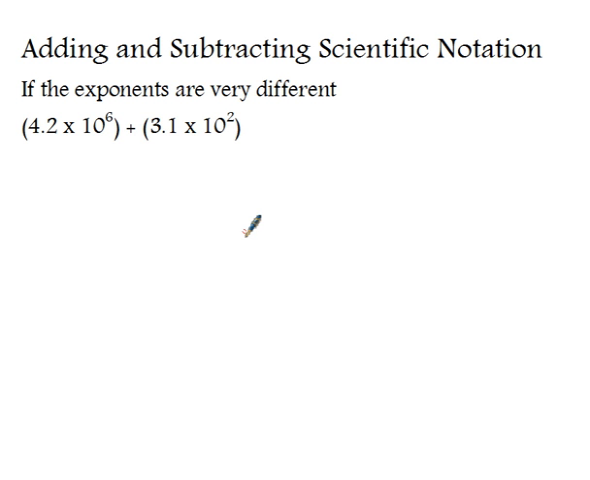Today we'll be talking about adding and subtracting numbers that are in scientific notation. First, let's look at the situation where the powers of 10 have very different exponents. This is 4.2 times 10 to the 6th and 3.1 times 10 to the 2nd. If we were to convert those into normal numbers, that's a 4, 2 with 5 zeros. We're talking 4,200,000, where this is a 3, 1 with 1 zero.